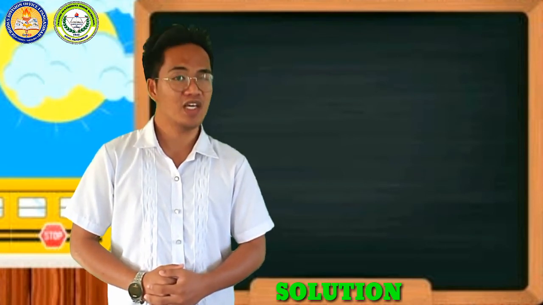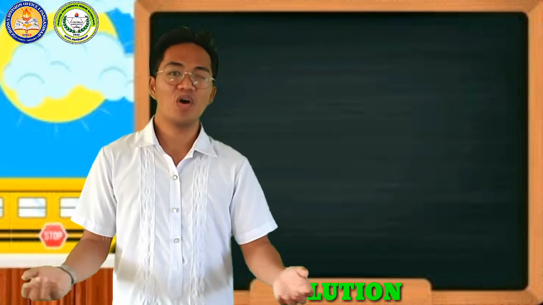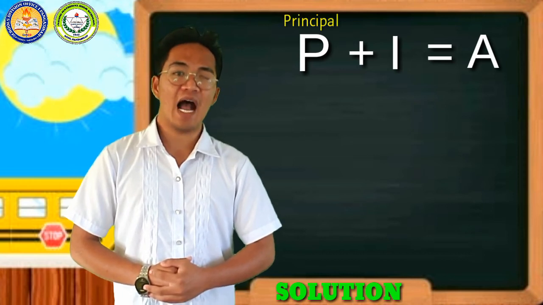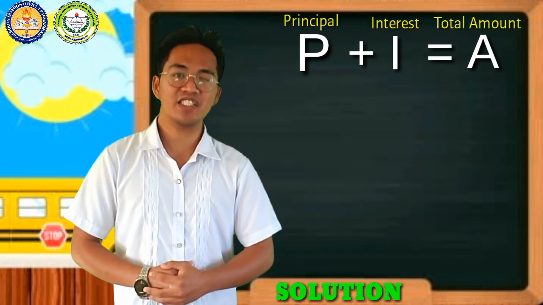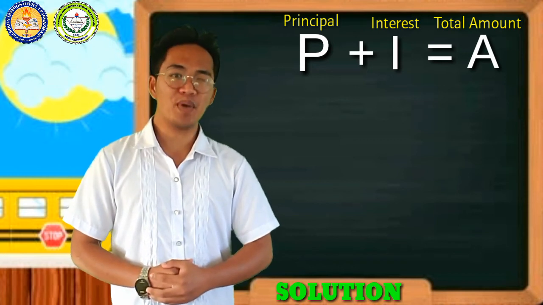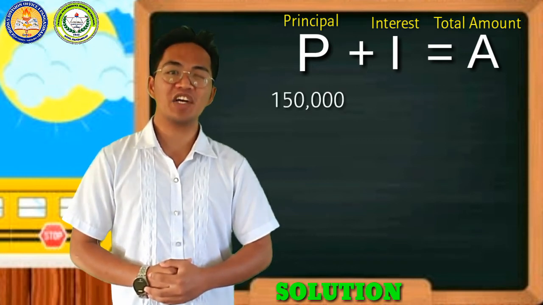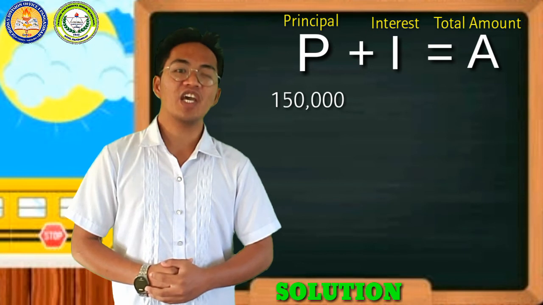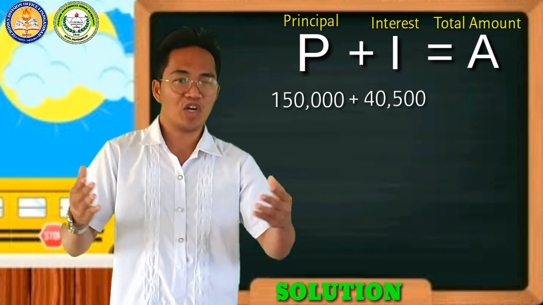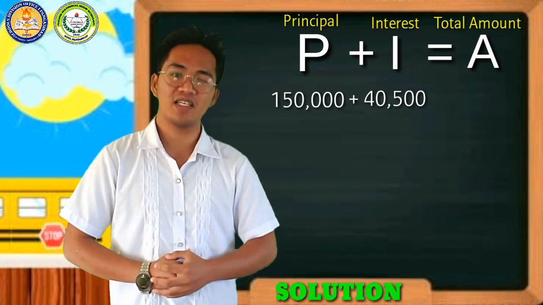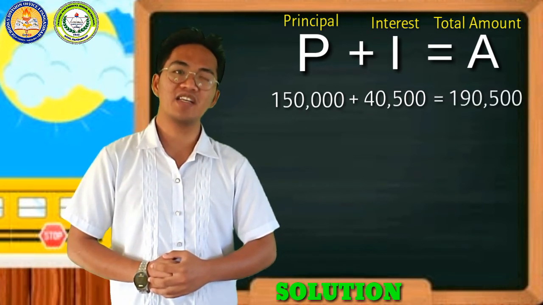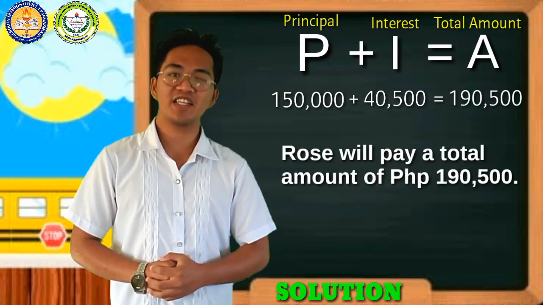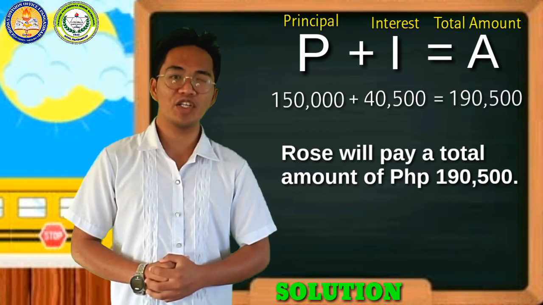You can find the total amount A to be repaid on a loan by just adding the principal P to the interest I. Now, P plus I equals A, where P is the principal, I is the interest, and A is the amount. We all know that P is equivalent to 150,000 and the computed value for I, which is interest, is 40,500. If we are going to add these two values, we get 190,500. Therefore, Rose will pay a total amount of 190,500 pesos on her loan.